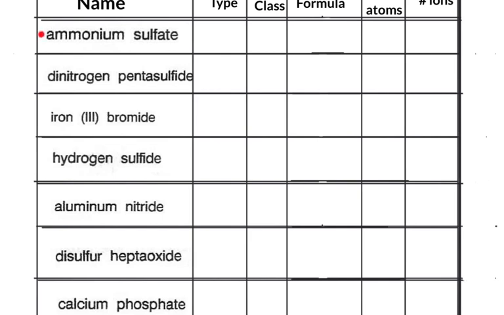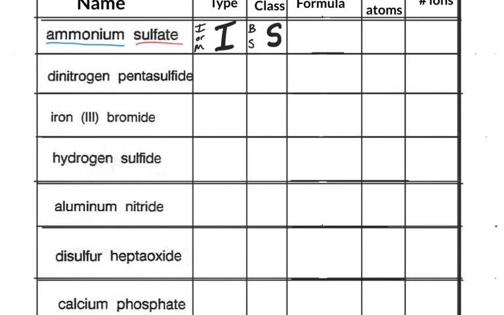Okay, so we have ammonium sulfate. Ammonium is not a metal, but it is an ion that we know. So we know this is an ionic compound. So as our type, it is ionic. For classification, in this case, we have a salt. Again, we do not have the hydroxide.